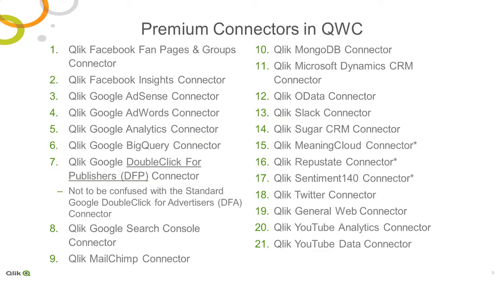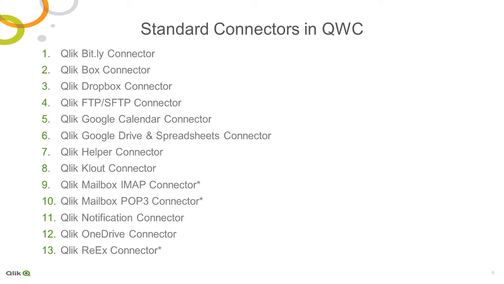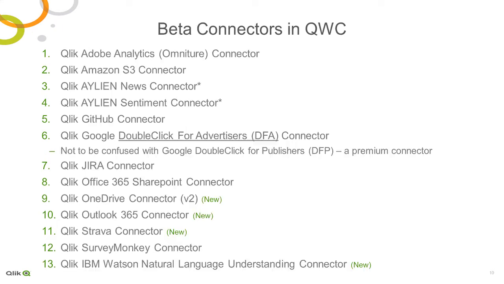So these are the premium connectors, and no need to scramble to screenshot this or write it down. It's all available on help.qlik.com. Premium connectors means that these do require a license. They need to be in your LEF. There's our standard connectors. They are free without the license, without the LEF. Also available on help.qlik.com. And we have some beta connectors as well. And just like the standard connectors, they do not require a LEF to try out.